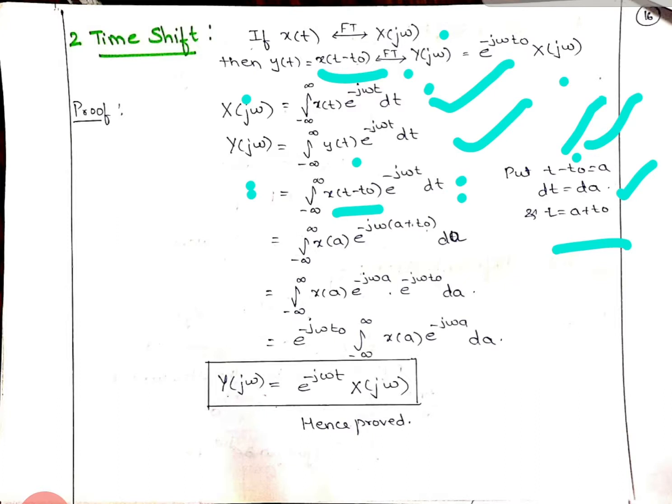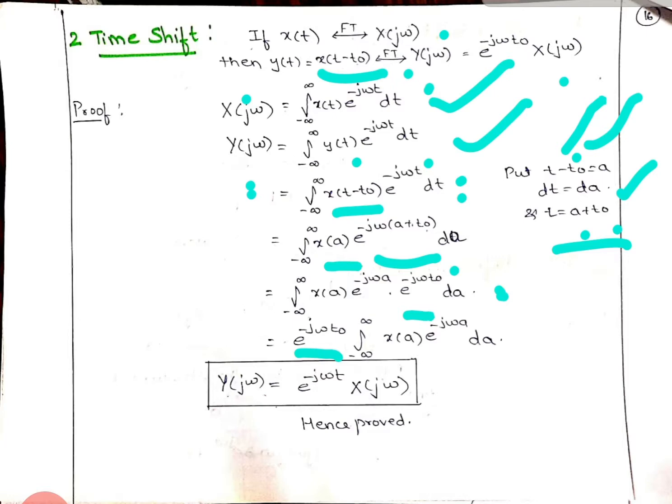In this equation, we get the integral from minus infinity to plus infinity of x of a e raised to minus j omega times (a plus t naught), where in place of t we substitute a plus t naught, and in place of dt we substitute da. Splitting this term, we get e raised to minus j omega a into e raised to minus j omega t naught. Since we are integrating with respect to a, this t naught term is a constant, so we take it out of the integral: the integral from minus infinity to plus infinity of x of a e raised to minus j omega a da.